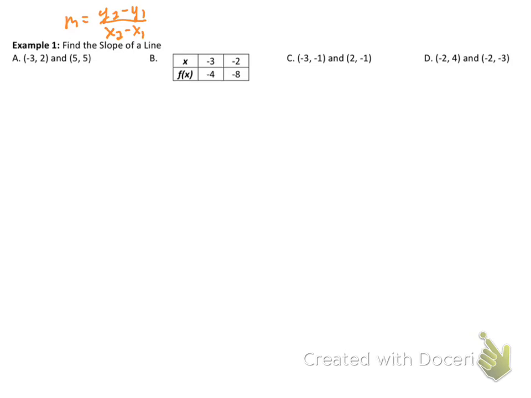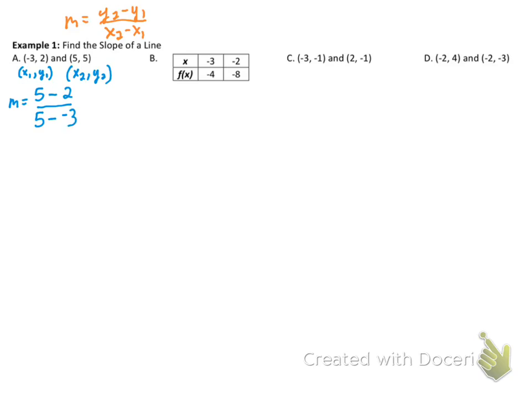So I'll do A. Something that might be helpful is to actually label what these coordinates are to match it to our formula. So the first coordinate, negative 3, 2, I'm going to call that x sub 1, y sub 1, or x1, y1. And 5, 5, I'm going to call that x2, y2. Then, to figure out what my slope is, I'm going to take y2, which is 5, subtract y1, which is 2, and that's going to divide x2, which is 5, minus x sub 1, which is negative 3.